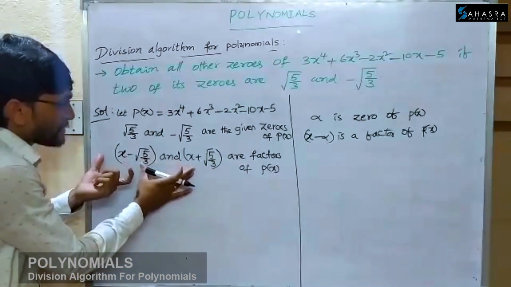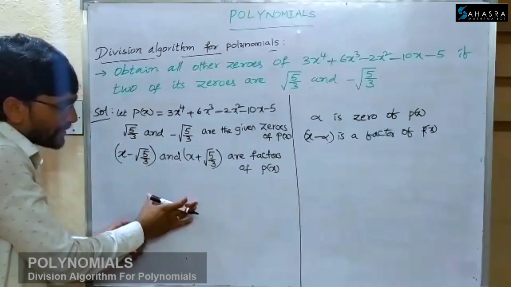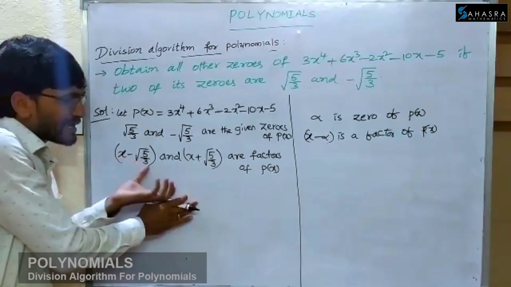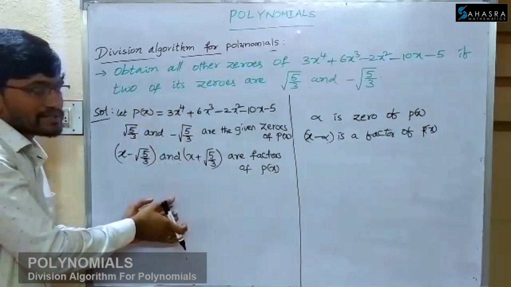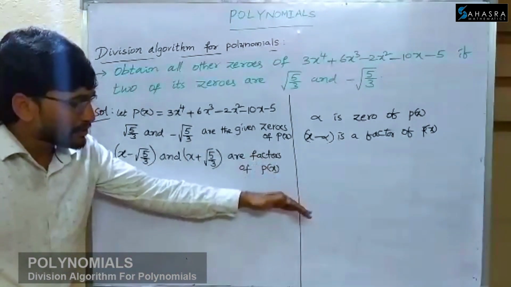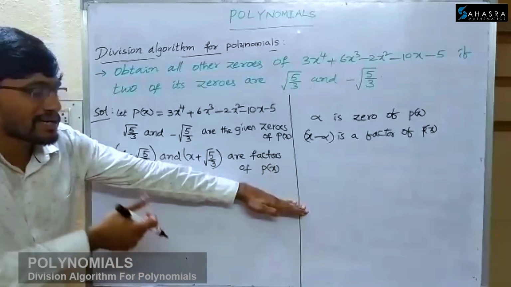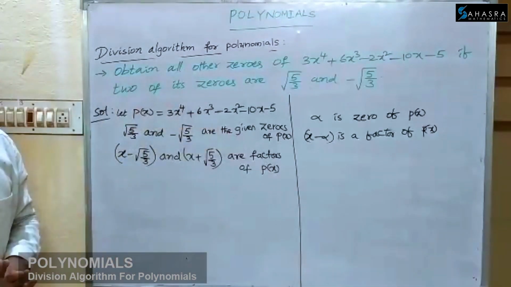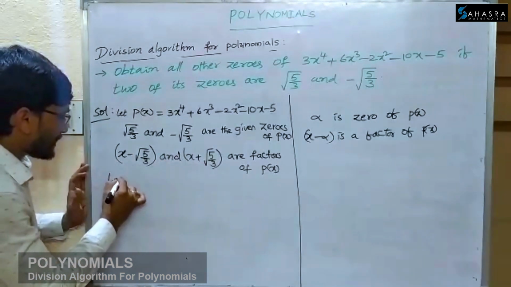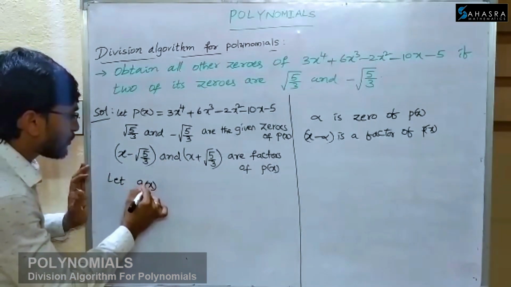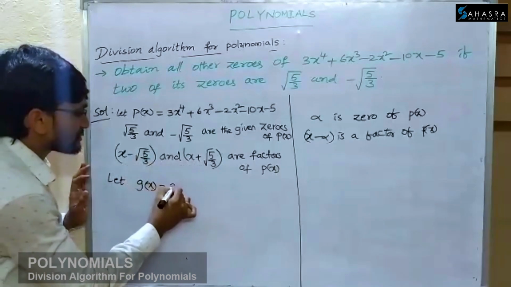By multiplying these, we can get one polynomial that we have to consider as g of x. So now divide p of x by g of x, then we get one quotient. The zeros of that quotient are nothing but zeros of this polynomial, which we have to calculate now. Now let g of x be equal to the product of these two polynomials.